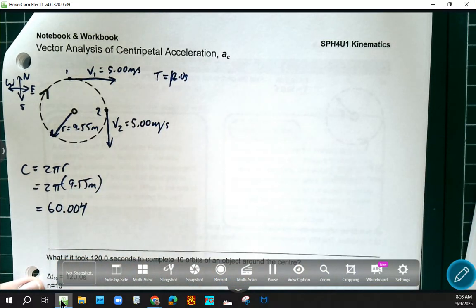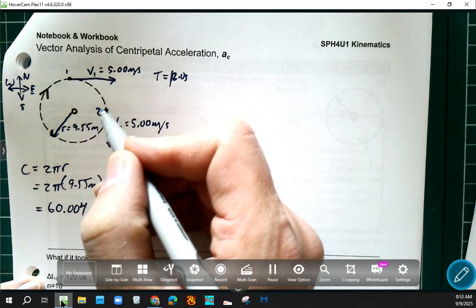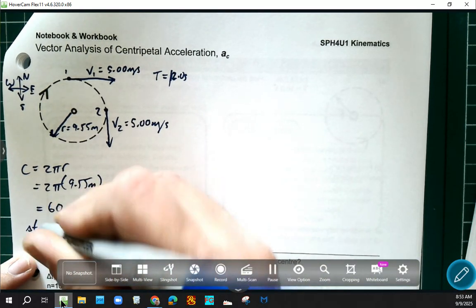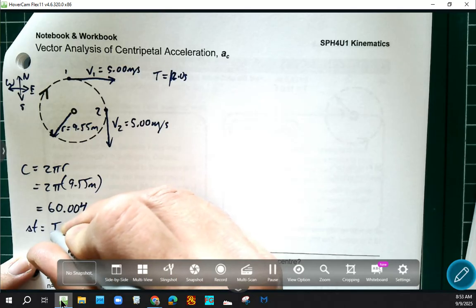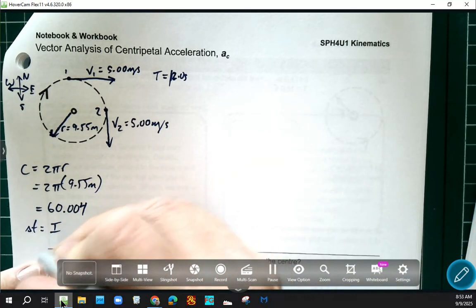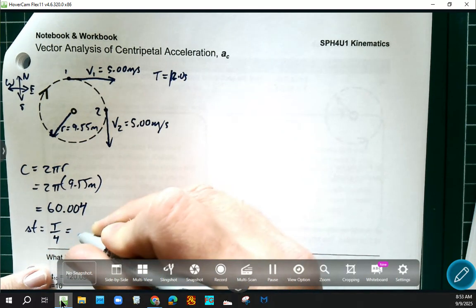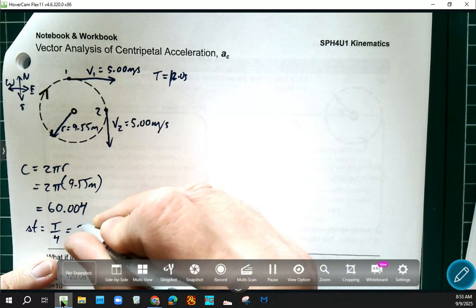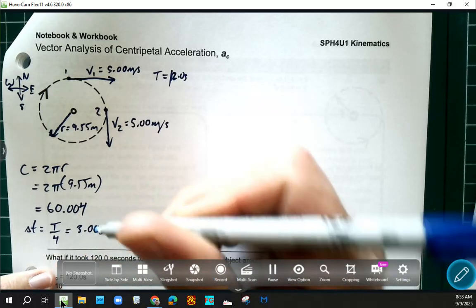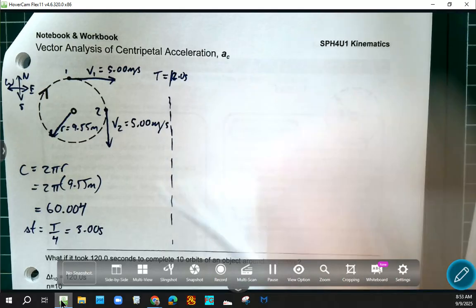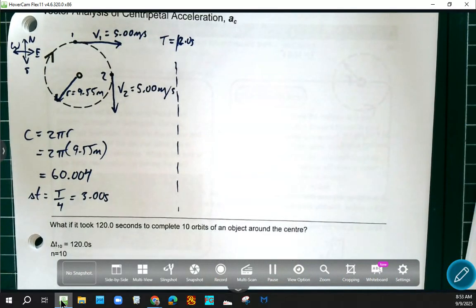That's our circumference. And let's talk about how long it would take to get from point 1 to point 2. Well, if the period is 12 seconds, then the delta t for going from point 1 to point 2, which looks like a quarter of the way around the circle, would be the period divided by 4. So 12 divided by 4 is 3. Nice round value. So we've tackled a lot of stuff here, a bunch of basics that we've broken down.